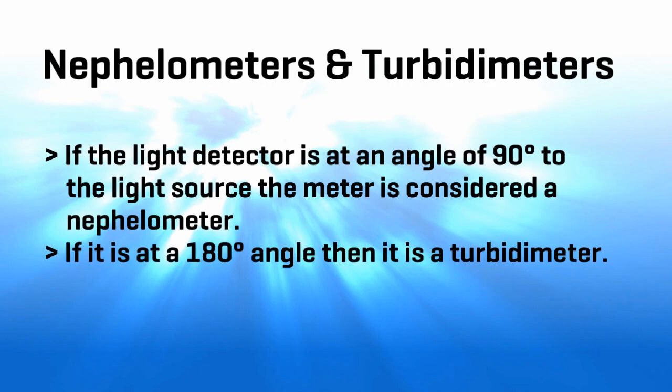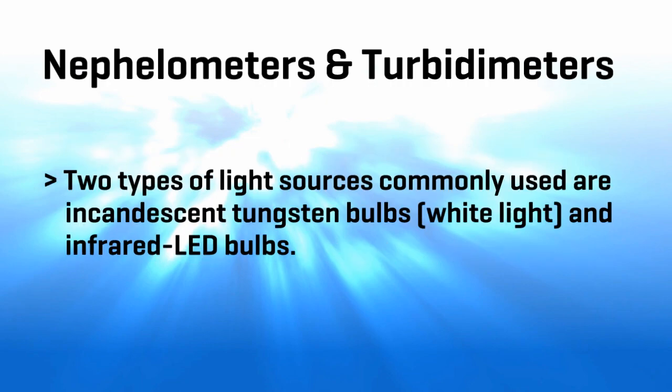There is also a detector that can go at 180 degrees, and that's usually used for higher measures. If you have both in there, then that's considered a turbidimeter. For public drinking water systems, you can get by with just a 90. Most of the ones you're going to see out there now have both in them. Some even have more. There are two types of light sources that can be used.